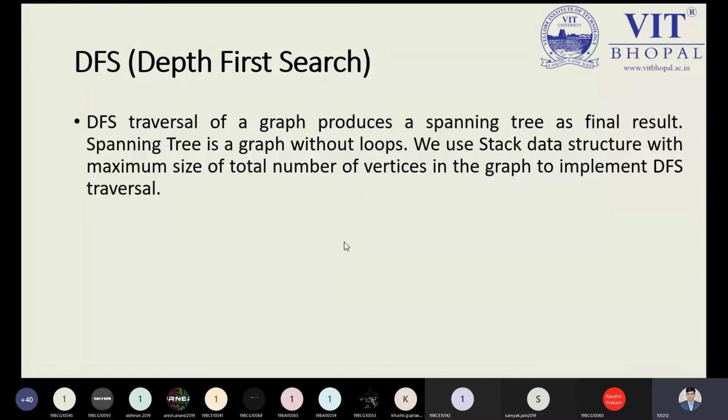Now we will have to use the stack data structure. Now these three points are clear to all. If it is clear to all, then shall I move ahead?